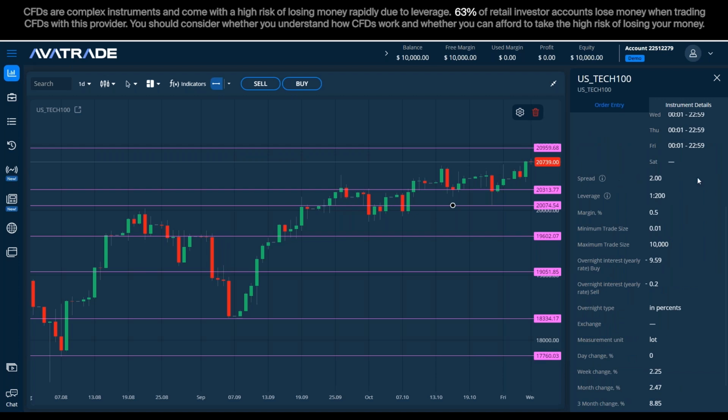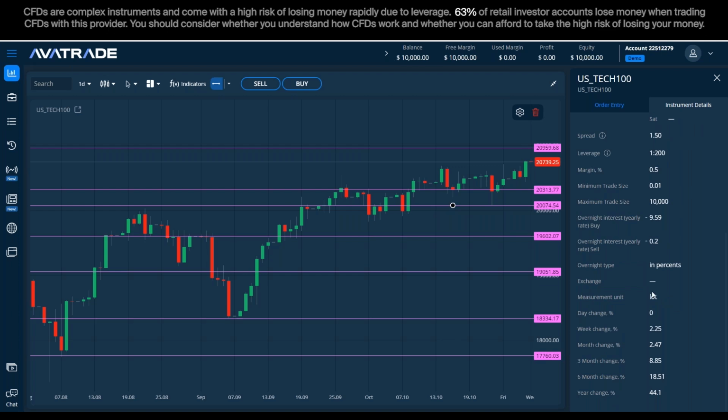Okay, so in here we have the spread, we have the leverage, we have the margin. We're going to talk about that. And we also have the overnight fee. Okay, if I'm holding a position for more than a day, it will have some fee called a swap, and it can be found in here.